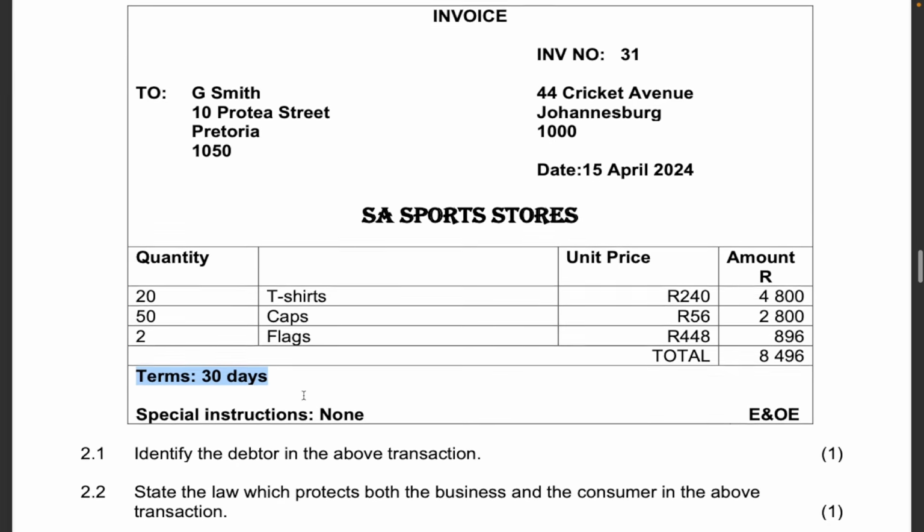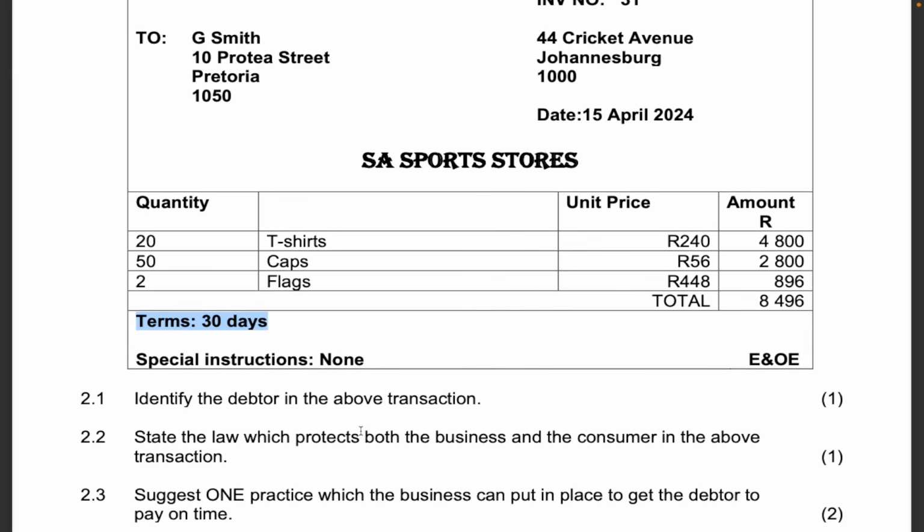But the answer for 2.1 is G. Smith. Okay, we've just identified who the debtor is. Now 2.2. State the law which protects both the business and the consumer in the above transaction. Okay, so the question is, which law will protect both the consumer and the business in the above transaction?